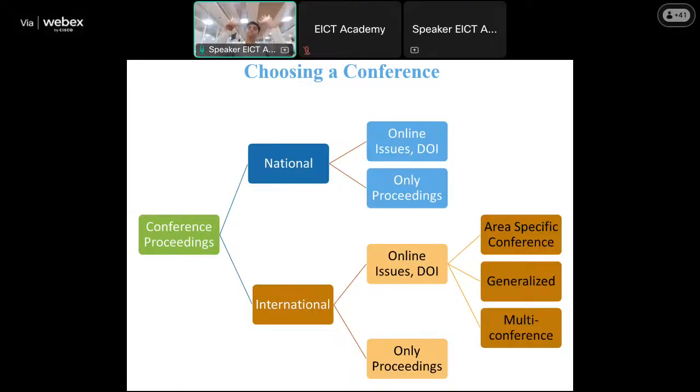Maybe the venue and place are the same, but there are three parallel streams running under the conference, and you are publishing in one. According to me, if you want to gain good knowledge or exposure, you should choose an area specific conference. If I am working on biomedical, then I will go to BioCAS only, the biomedical circuits and systems conference, which pertains only to biomedical.